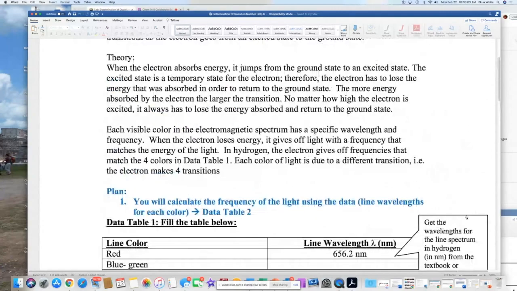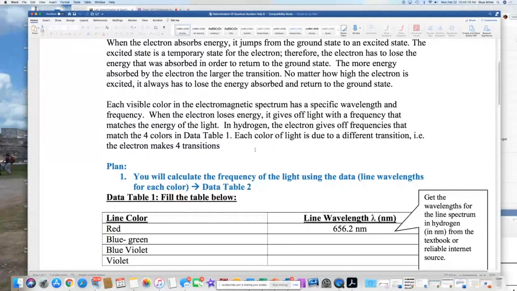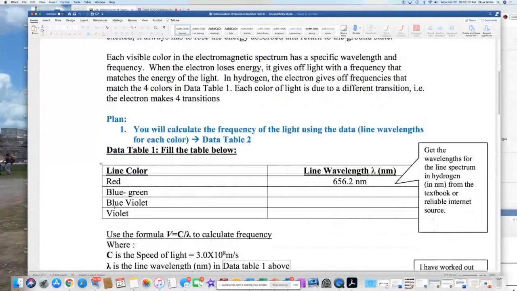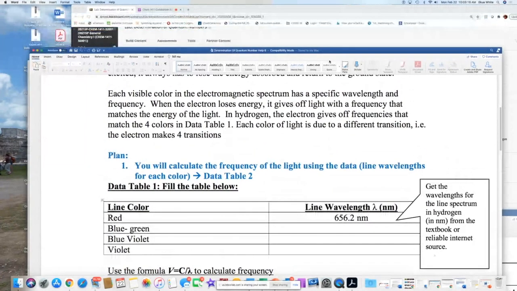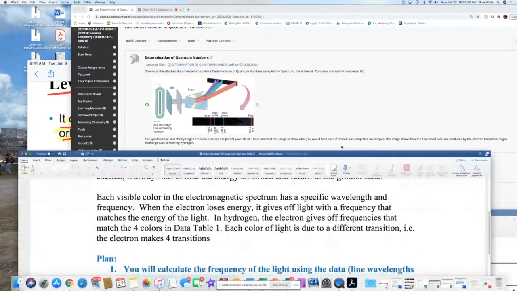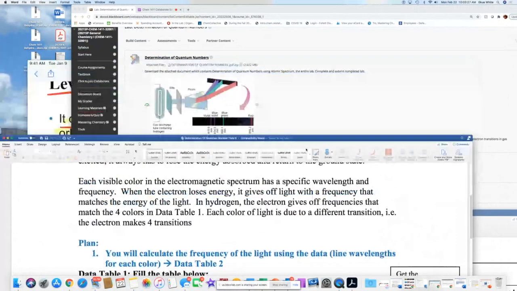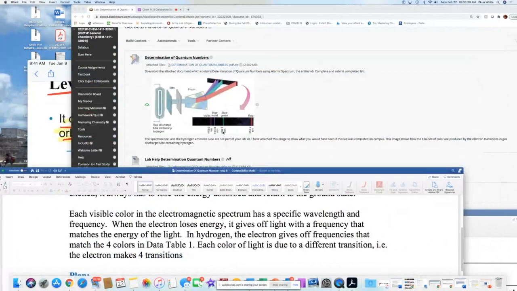Actually, when I said the textbook, oh, this is not the actual lab instruction. If you look at the actual lab instruction, the directions were on there where it shows you the wavelengths for blue-green, blue-violet, and violet. Or even if you look at this picture right here, it tells you the wavelengths, right? These are the wavelengths for the different colors. So I had here red, 656.2. That's this number right here. You can find blue-green, you can find blue-violet, you can find violet.